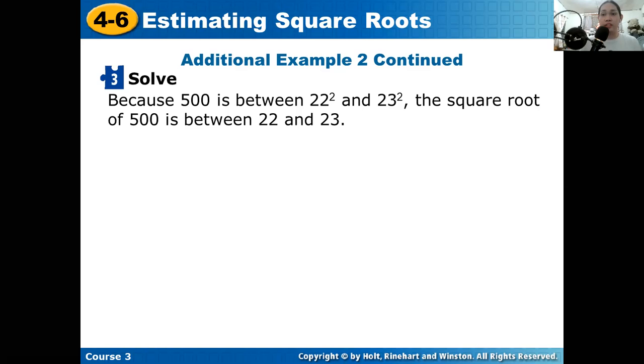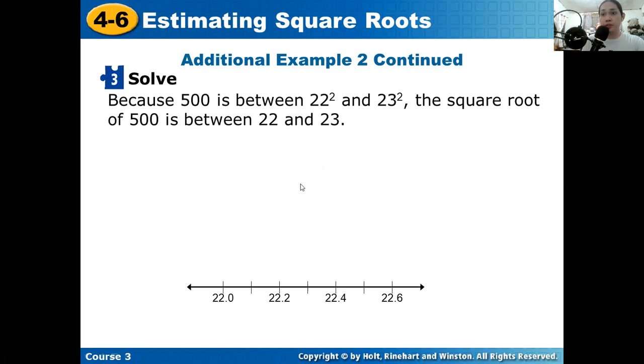So again, we all know that 22 squared is what? I want you to remember that one and memorize it. 484, right? And then 23 squared is what? 529. So 500 is between 484 and 529. That's why the square root of 500 is between 22 and 23.